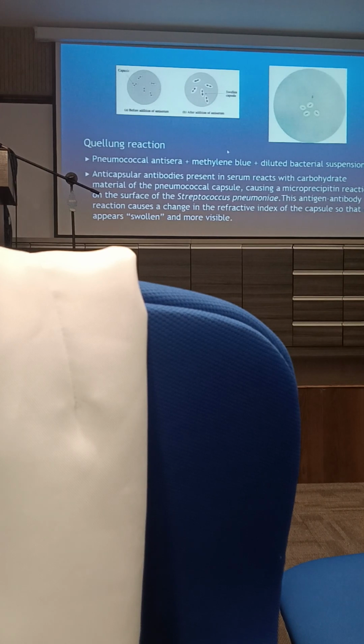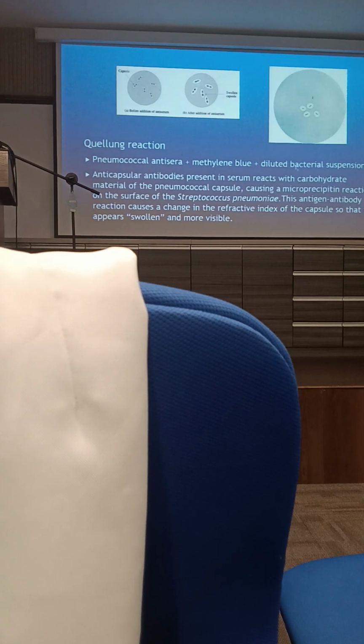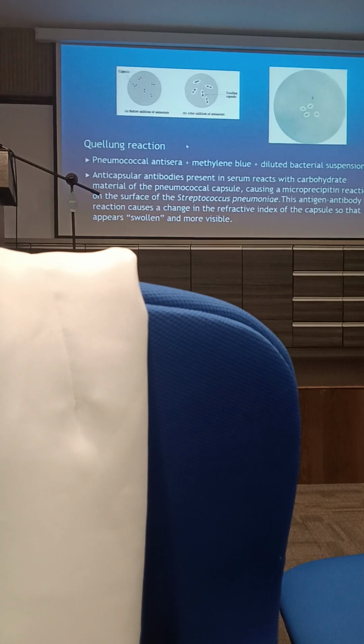So this is the Quellung reaction. What happens here is we add pneumococcal antisera, antisera specific for Streptococcus pneumoniae, and then to see, of course, you need to add color, so methylene blue, and the diluted bacterial suspension. The reaction between the antibody and the carbohydrate in the capsule makes the capsule look swollen.